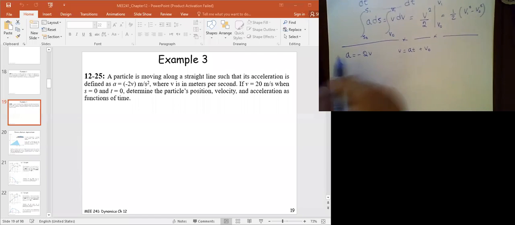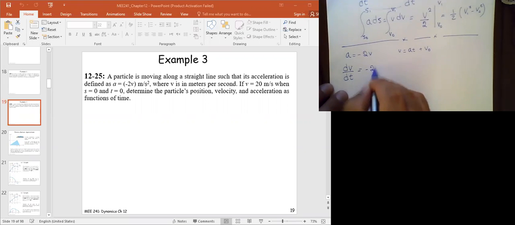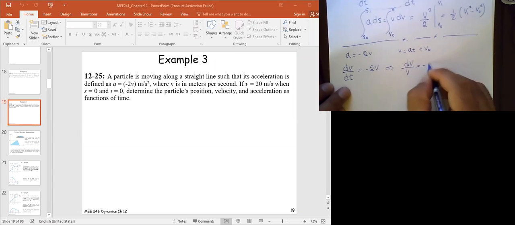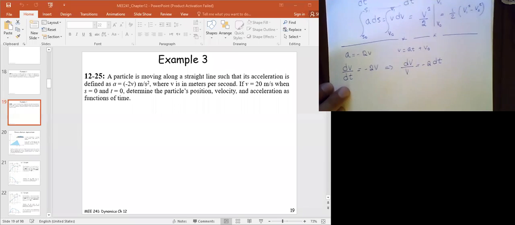Yes, right. So I think the best way of doing this is basically by separating that. We well know that acceleration is equal to dv over dt, so dv over dt is equal to minus 2v. Can we simplify this more? I think this is a separable differential equation. I can bring v over here, so I can rewrite that as dv over v is equal to minus 2 dt.